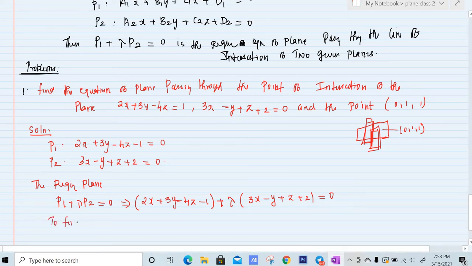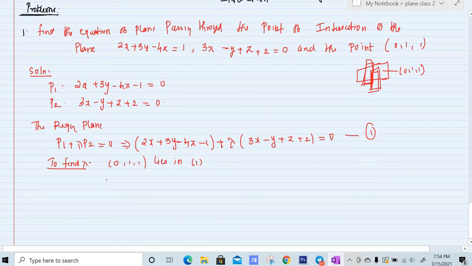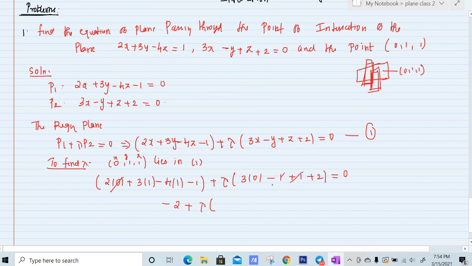To find lambda, it is given that 0, 1, 1 lies on the required plane, because the required plane has to pass through this point. That means it has to satisfy this equation. Just substitute x, y, z. We'll have 2 into 0 plus 3 into 1 minus 4 into 1 minus 1, plus lambda into 3 into 0 minus 1 plus 1 plus 2, equal to 0. So this term will vanish. We have 3 minus 4 is minus 1, minus 1 minus 1 is minus 2. So minus 2 plus lambda into, here the minus 1 and plus 1 cancel, so we have only 2, is equal to 0. That means 2 lambda is equal to 2.